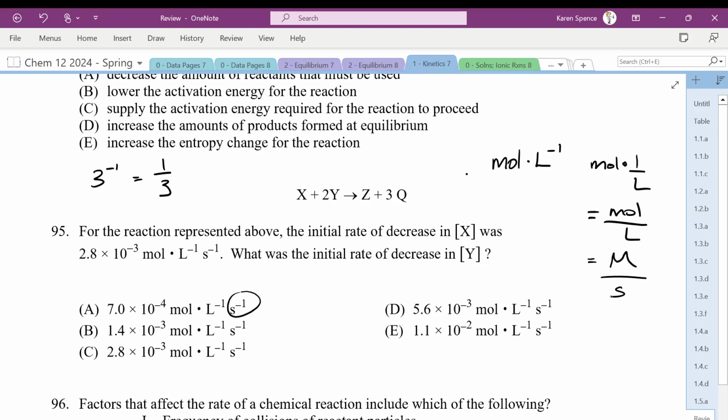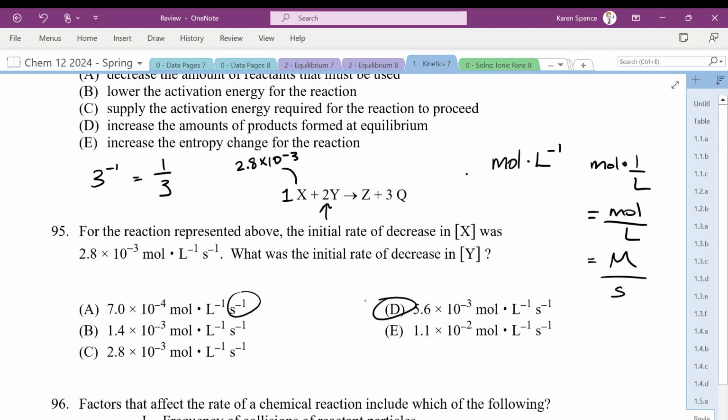So if the initial rate of decrease of X was 2.8 times 10 to the -3, we have a coefficient of 1 here. We have a coefficient of 2 here, so it's going to be twice as much. So that will be 5.6 times 10 to the -3. Yeah, good stuff.